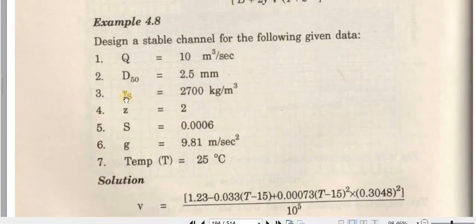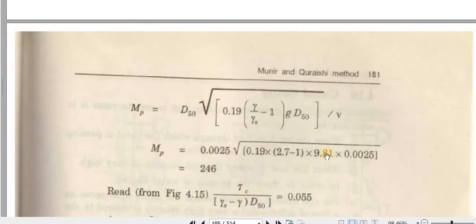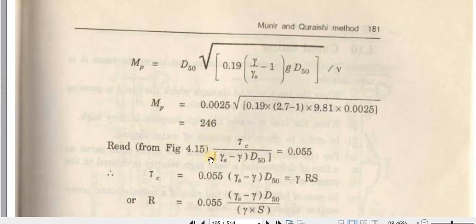Design a stable channel for the following given data: Q, D50 2.5 mm, gamma S 2700, side slope Z, slope S, G, and temperature. From temperature we can calculate kinematic viscosity. In this equation put temperature and you can calculate 1 into 10 to the power minus 6 square meter per second. Enter all the values in this equation including the kinematic viscosity. We can calculate Munir parameter MP. Now MP is 246.